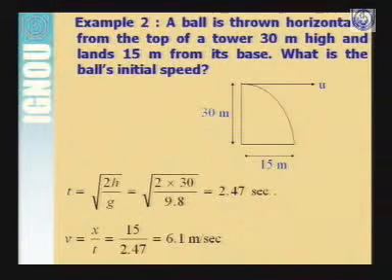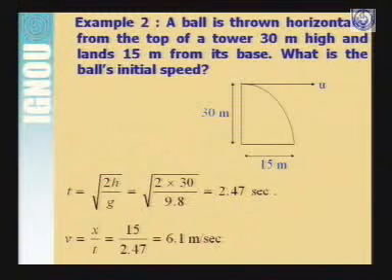Here you see that the ball is thrown horizontally with speed u from the top of a tower. It will fall on the ground having a horizontal displacement of 15 meter and a vertical displacement of 30 meter. In the vertical direction there is no initial velocity. So we can get the expression while considering the motion in the vertical direction, that is T, the time of fall, which is under root 2h by g.